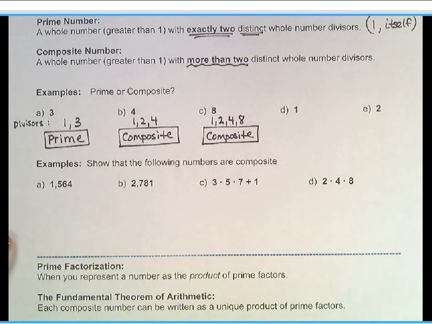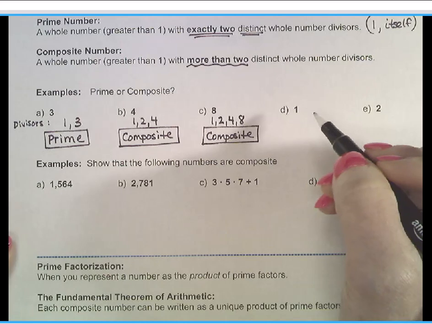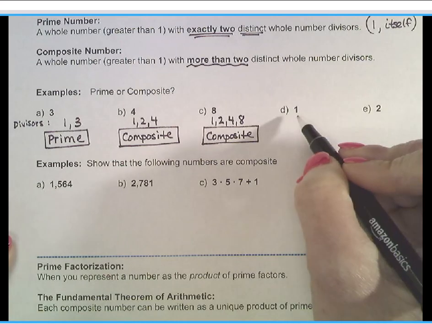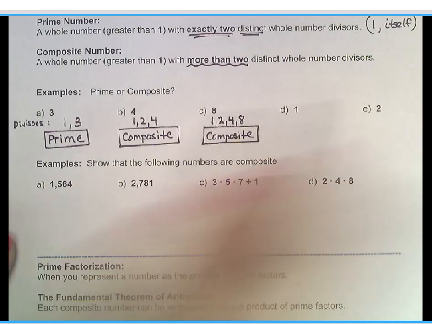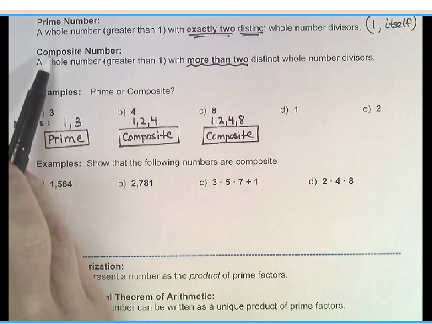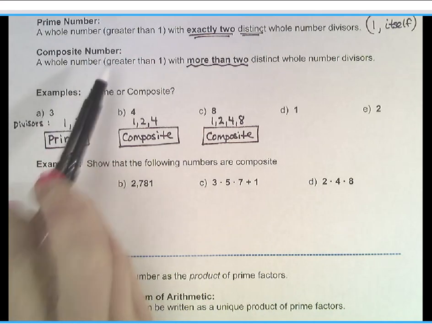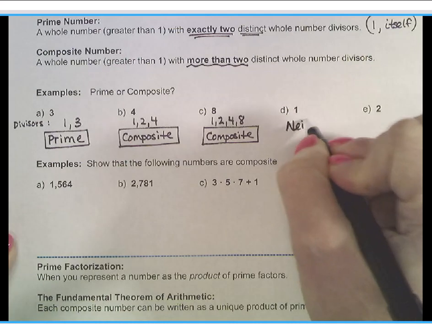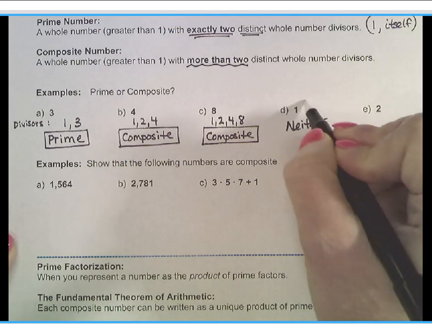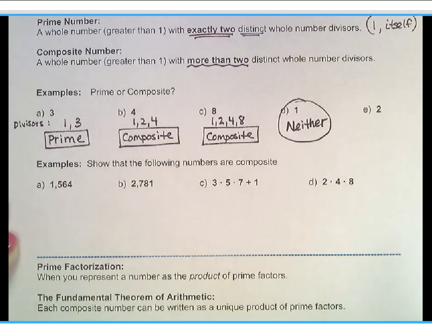And then we have the number 1. Well, the only number that divides into 1 is 1. And so it really only has one divisor, which would be itself. And in order to be prime or composite, you do notice the definitions say you have to be greater than 1. So actually 1 is neither. It's not prime and it's not composite. That's an important one to know, that 1 doesn't count for either of these.